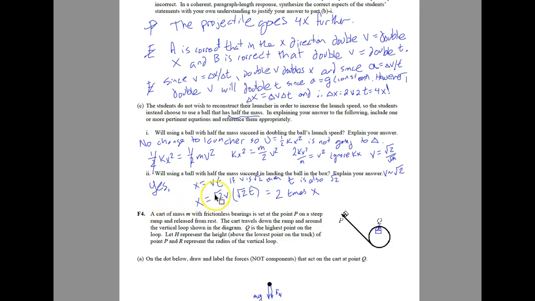But if you have half the mass, okay, and your velocity is square root of 2, remember we also, whatever we do to velocity, same thing has to happen to the time. So we're going to take the square root of the time. If you take the square root of 2 times the square root of 2, you do get 2 times the distance. And that is the end of number 3. Really a complicated problem.